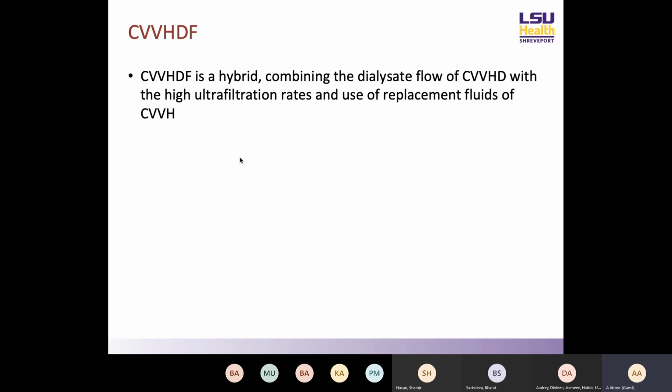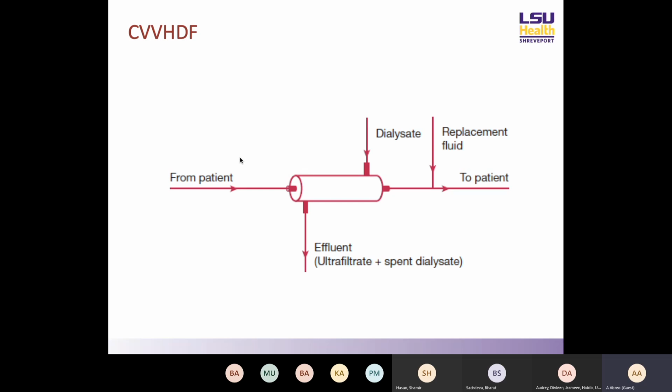And then the last modality is CVVHDF, which is a hybrid therapy combining CVVHD with CVVH. So this is where it can get a little bit confusing. When you're writing the prescription, you're going to be writing both a replacement fluid and a dialysate, and you're going to give flows for those things. So you're doing both things. You're doing dialysis, and you're also giving a replacement fluid. And the effluent is the ultrafiltrate plus the spent dialysate.